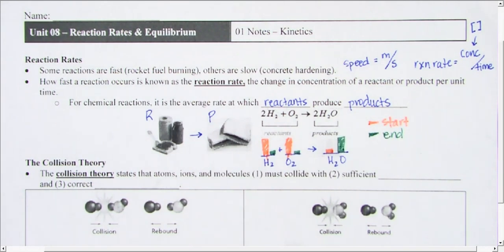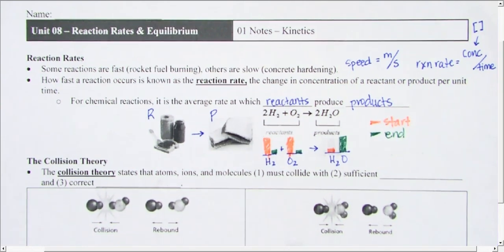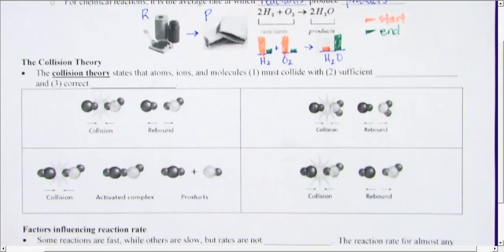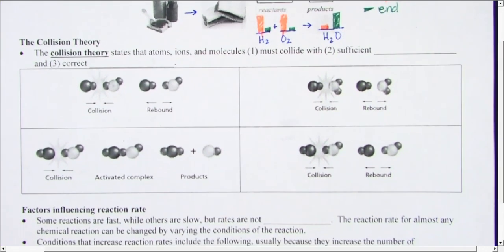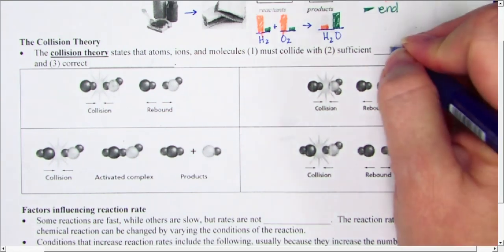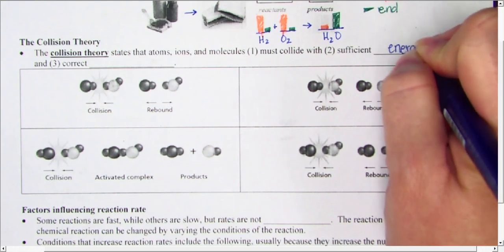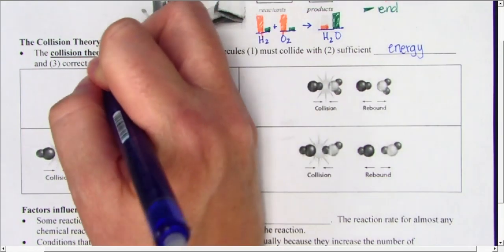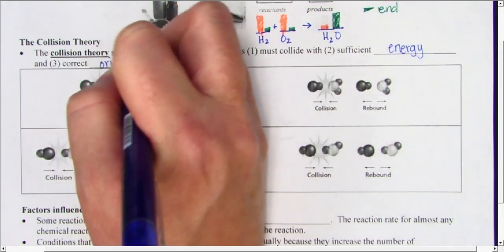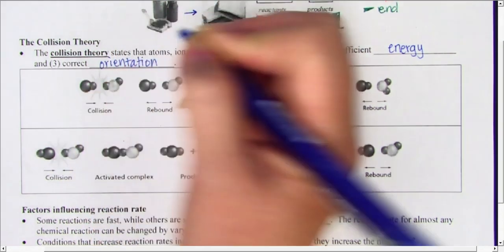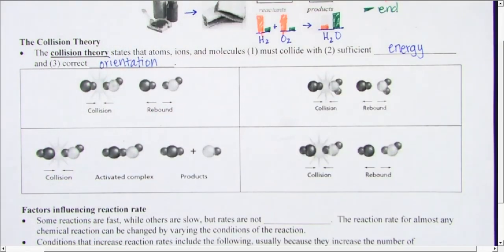All right, so reactions occur because the reactants collide together to form the products. And this is outlined in the collision theory. The collision theory states that atoms, ions, and molecules must collide, and they must collide with sufficient energy, and they must collide in the correct orientation. So these three things have to happen: a collision, with the correct energy and orientation.